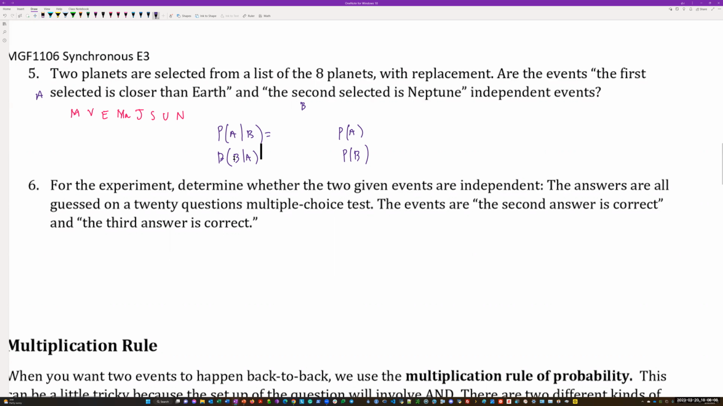All right, so A given B, what's the chance that is true? No, you have to be careful what they're saying here. Sorry, maybe I read it wrong originally. I read it the same way you just said it, and now I realize that's not what they're asking. It says the first selected is closer than Earth, and the second selected is Neptune. So this is kind of a confusing question.